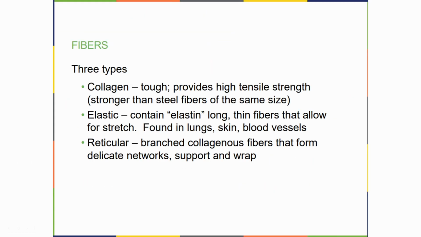So there are 3 different fibers that make up connective tissue. There is collagen, which is the most abundant protein in the human body, and it provides tensile strength and flexibility to connective tissue. It's a bunch of fibrils that give tendons, ligaments, and skin their strength and resilience while still allowing them to move.